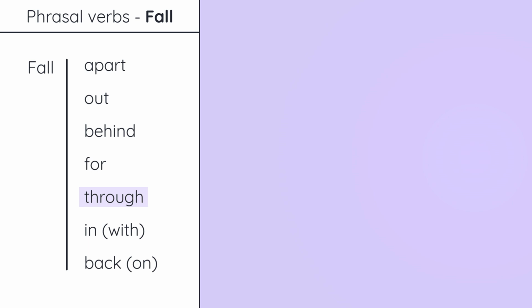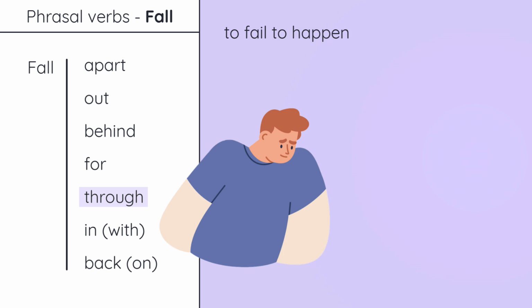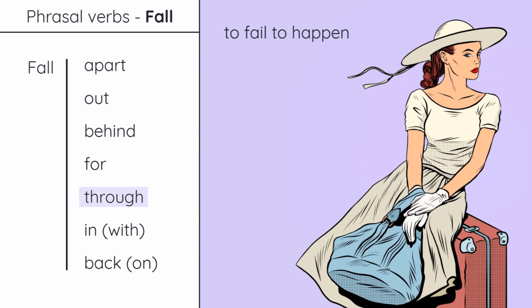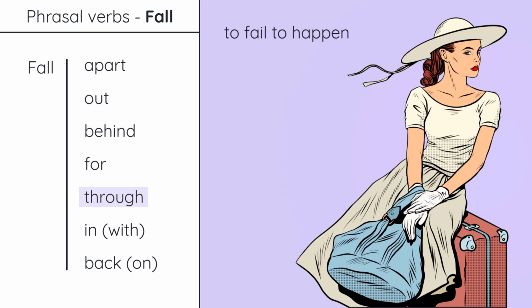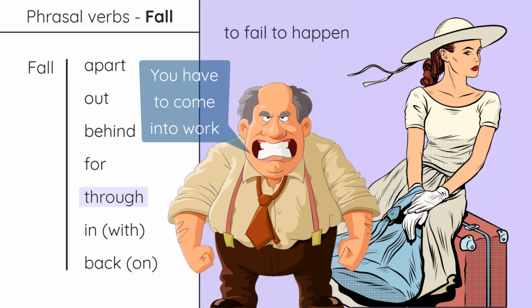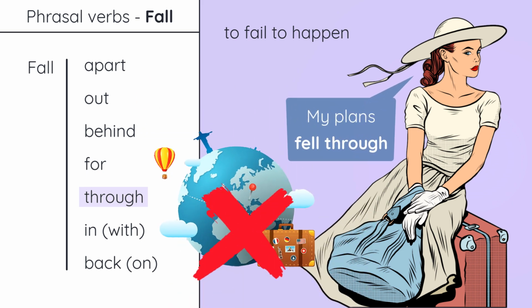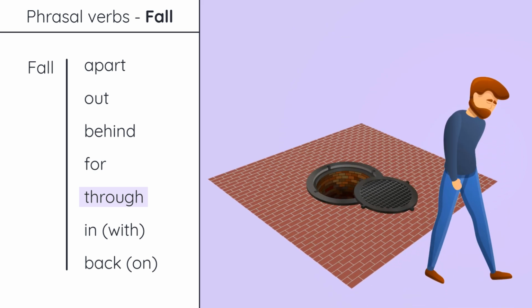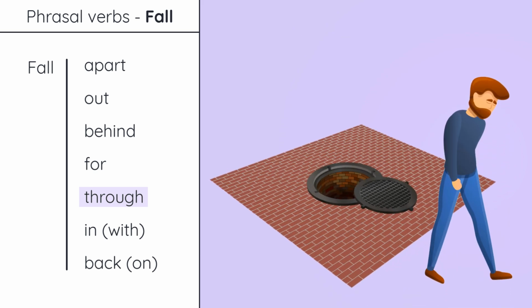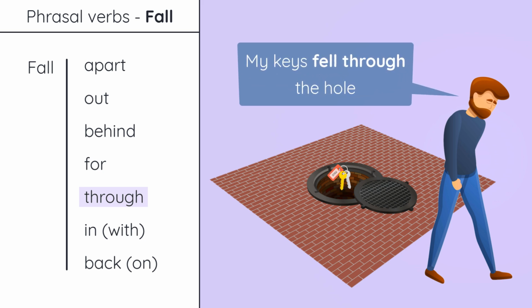Fall through. Fall through means when you have a plan or you try to do something, but then at the end it just didn't work. Your attempt failed, so it fell through. So last month, I made vacation plans to go to Florida. And then, at the last minute, my boss told me, "No, you have to come into work because there's an emergency. We need you to do something." So my plans fell through. Now, if you're walking along the street again, and there's a sewer where the water goes in after the rain, and you drop your key and it falls through the hole. So fall through. That's a simple explanation.